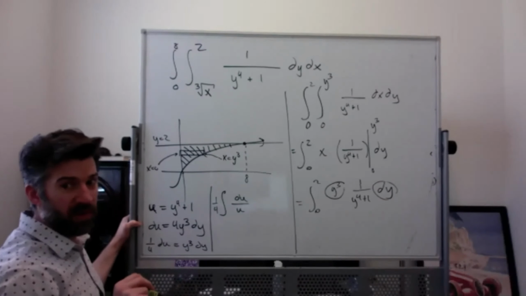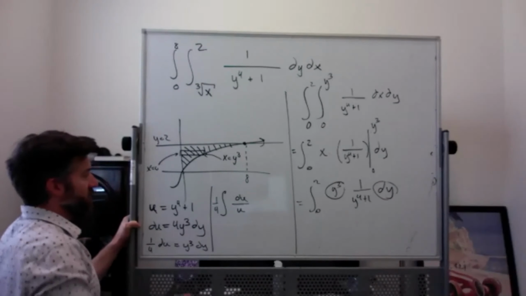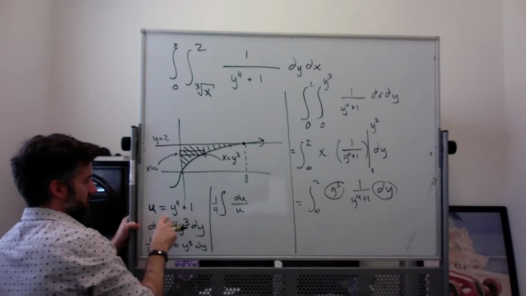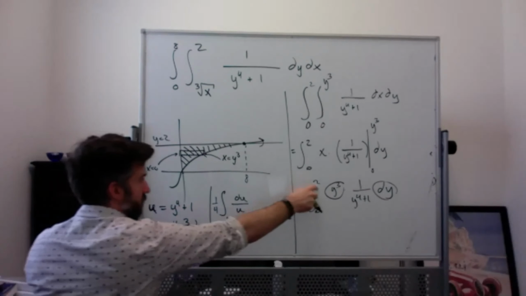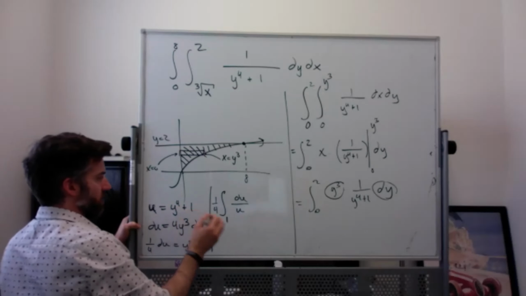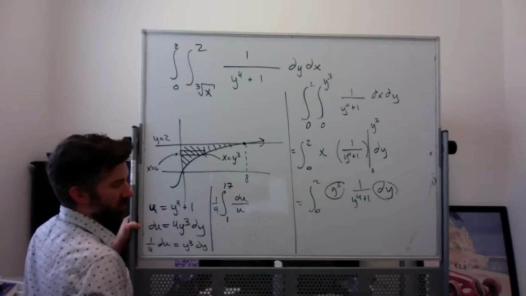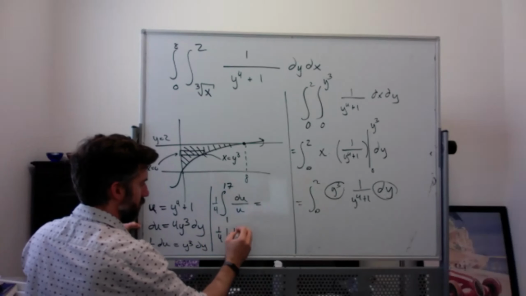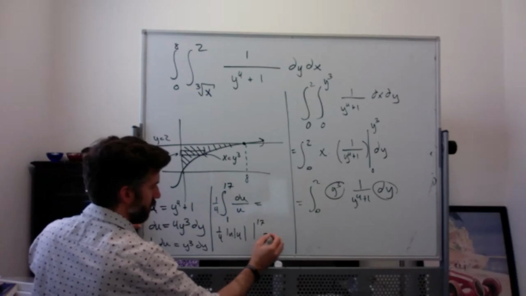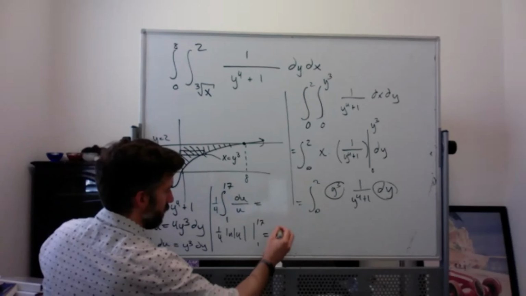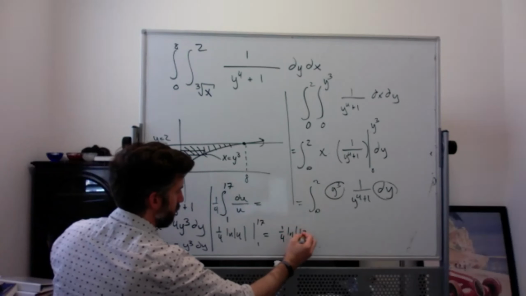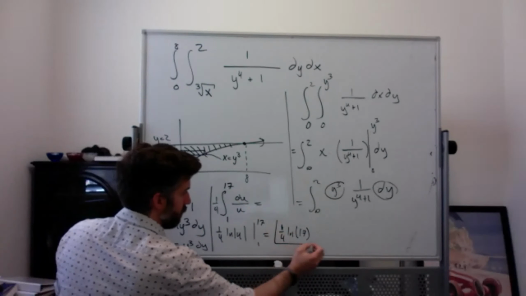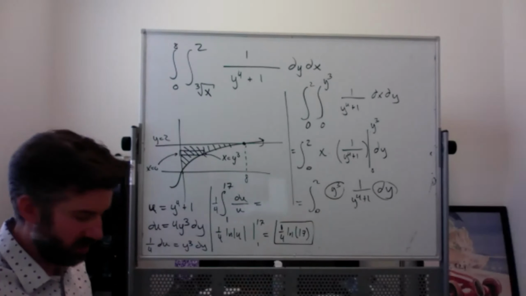And personally, I'm a fan of changing the limits of integration. So instead of saying I have y equals 0 and y equals 2, well, if y equals 0, u is going to be 0 to the 4th plus 1. And if y equals 2, u is going to be 2 to the 4th plus 1, which is 17. And then we don't have to change it back to y's. So you get 1/4 natural log of the absolute value of u from 1 to 17. You plug in 17, and you get 1/4 the natural log of 17, minus 1/4 the natural log of 1, but that's just 0. So that's how you do one like this.